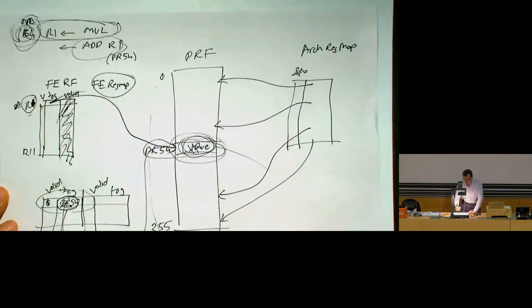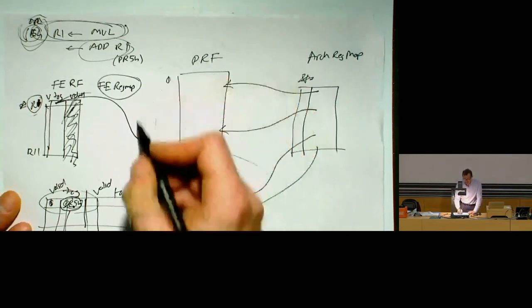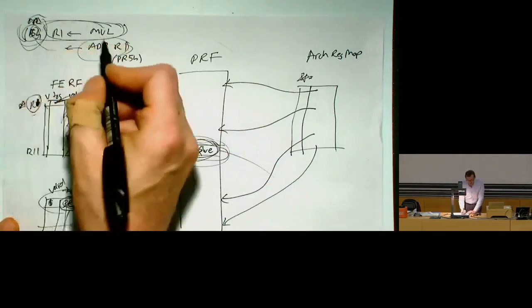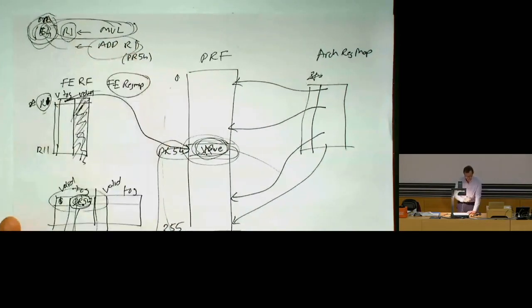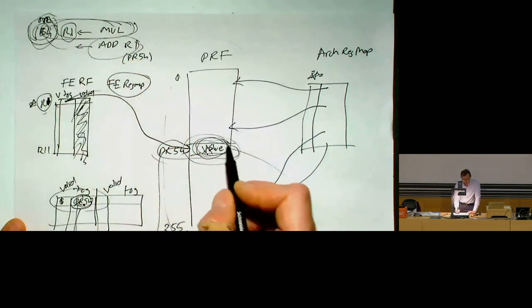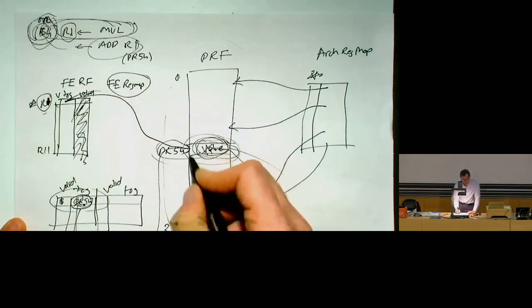Now, what does this mean? This may sound confusing, right? Well, this means that some of your physical registers are actually part of your architectural state. And this makes sense, right? Whenever this instruction produced physical register 54, it wrote into R1. This instruction finishes execution, it writes into physical register 54. That version of R1 is actually here now.